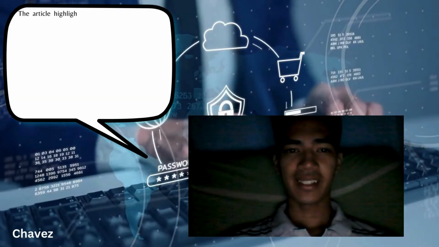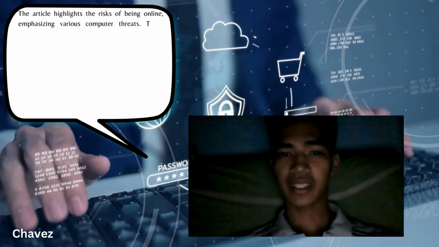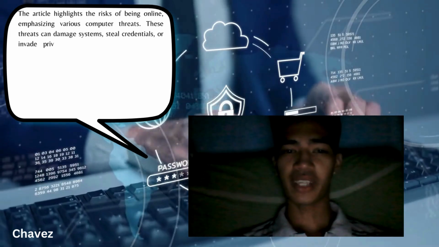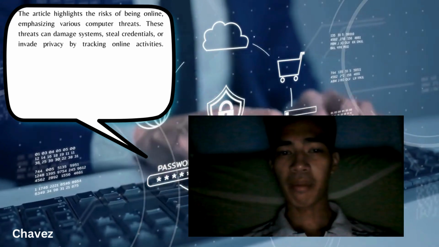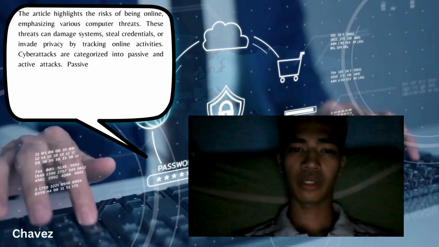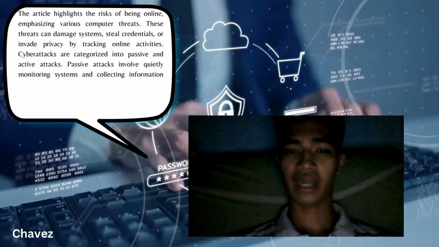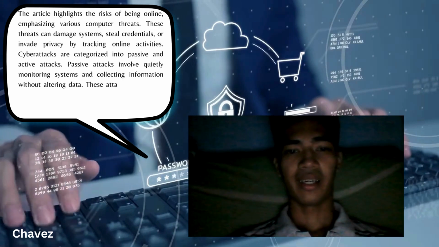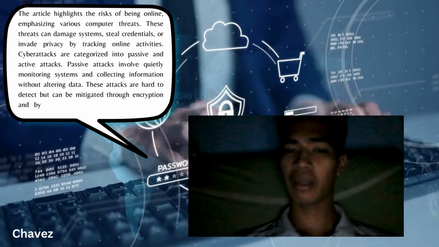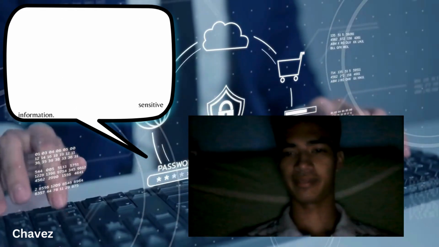The article highlights the risk of being online, emphasizing various computer threats. These threats can damage systems, steal credentials, or invade privacy by tracking online activities. Cyber attacks are categorized into passive and active attacks. Passive attacks involve quietly monitoring systems and collecting information without altering data. These attacks are hard to detect but can be mitigated through encryption and by limiting public exposure of sensitive information.